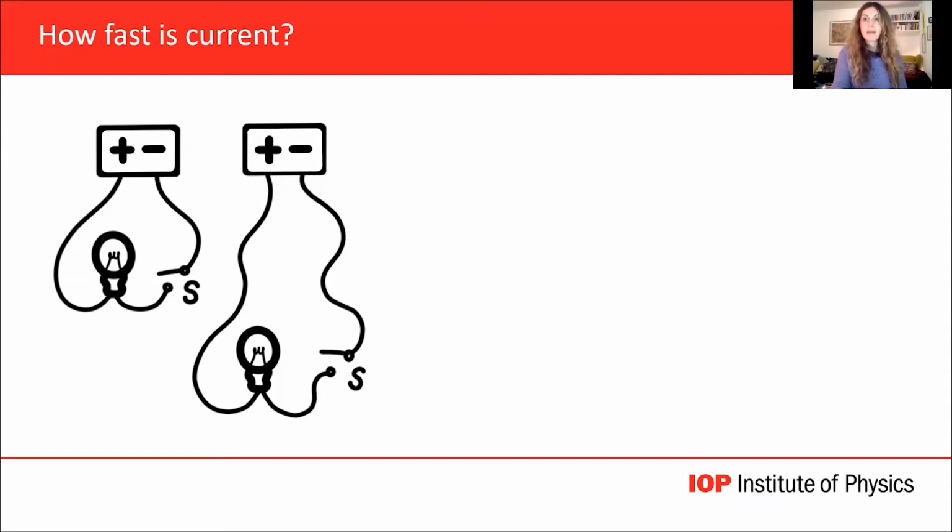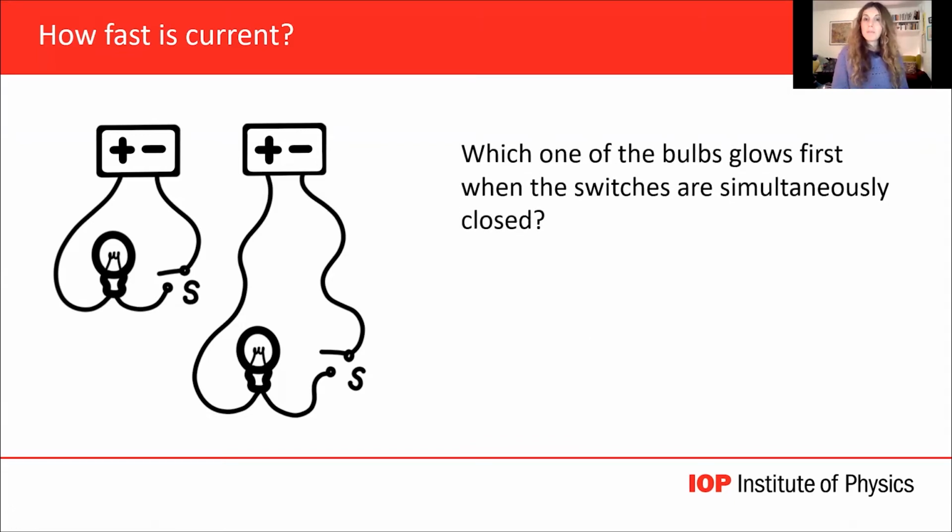So for example, you may ask your students to each connect a wire to build the very large loop that we see there on the right hand side. Now you pose the question to the students, which one of the bulbs glows first when the switches are simultaneously closed? You may gather their thoughts using mini whiteboards, and what you will typically find is that students will opt for the smaller loop having its bulb come on first.